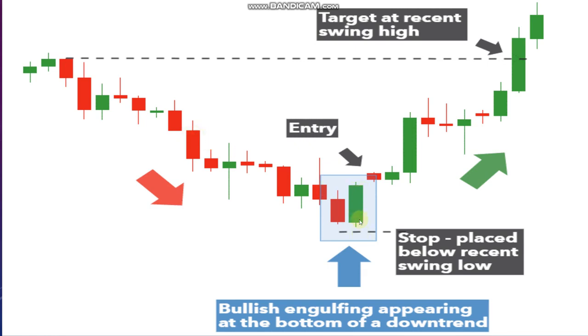Market was going down, and this big green candle engulfed the red candle, and we saw a good trend reversal, and market started going up.